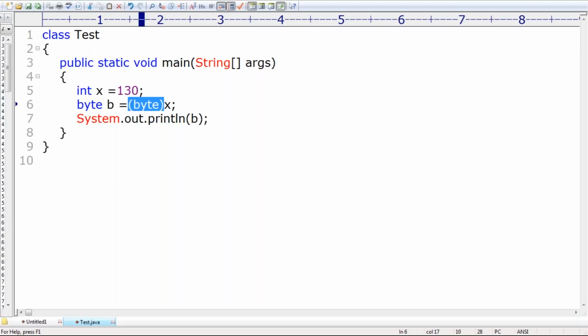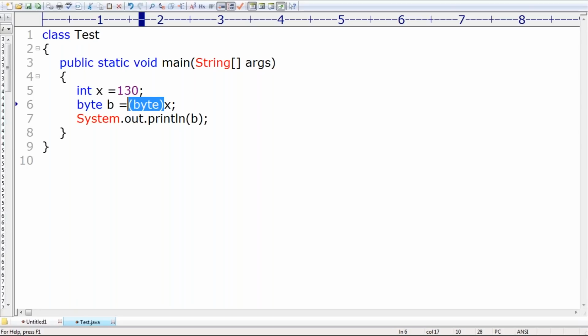Two points you people should be aware of. The programmer is responsible to perform explicit typecasting. Point number 1: when is explicit typecasting required? Whenever we are assigning a bigger data type value to a smaller data type variable, explicit typecasting is required. Second point is also clear for you.